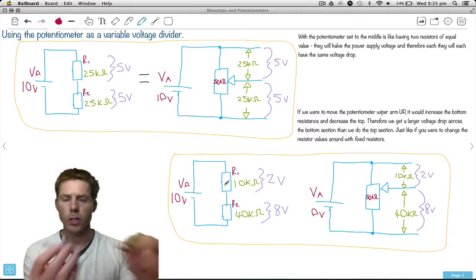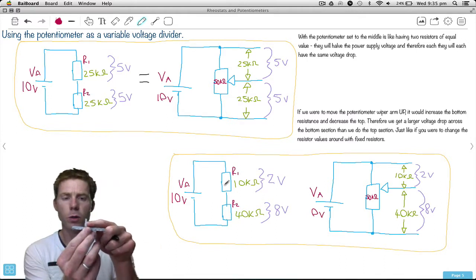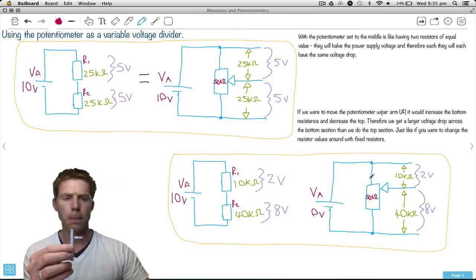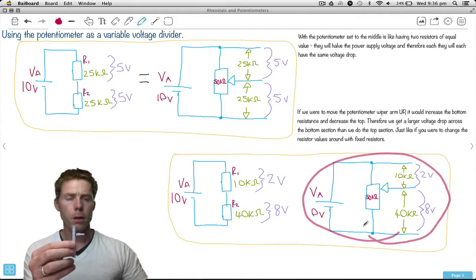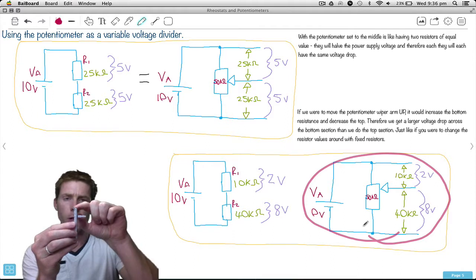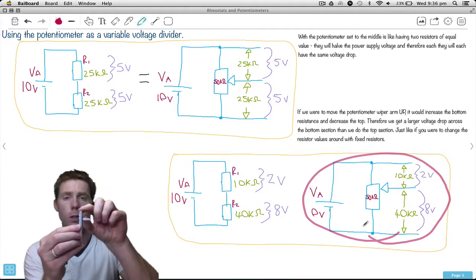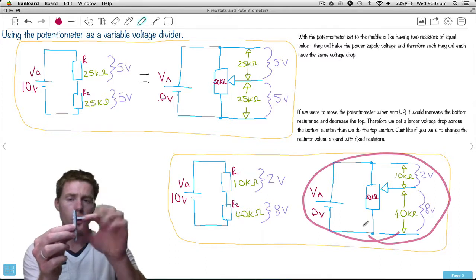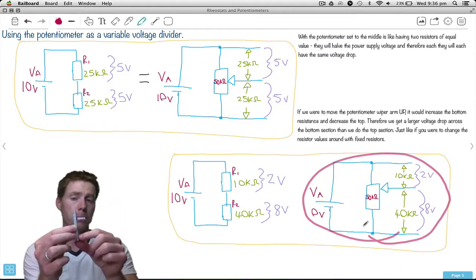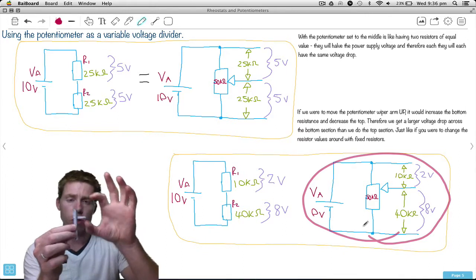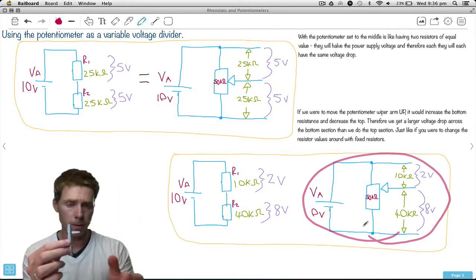But what if we do start to move this? Let's say I move this all the way over to that side. Look down the bottom here. If I move the wiper arm further up, see how the resistance between here and here would be less, because it's closer to there. However, the resistance between the wiper arm and the bottom is more, because it's further away. If we had 10 volts across this whole thing, that voltage plus that voltage will equal 10.